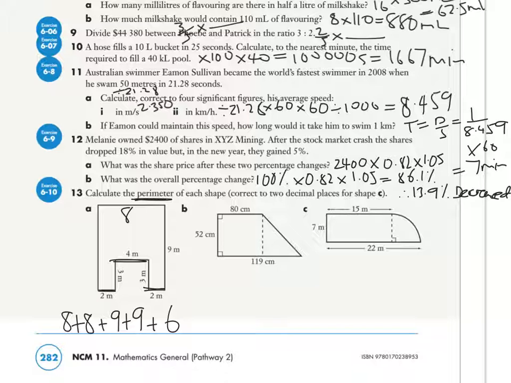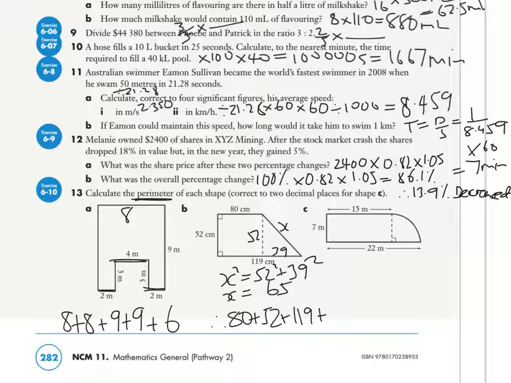Okay, with B, we need that side there, so we need to use Pythagoras, 52, and the remaining from 119 from 80, which would be 39. So x squared equals 52 squared plus 39 squared. We get 4,225. When we square root that, we get 65. Therefore, the perimeter will be 80 plus 52 plus 119 plus 65.